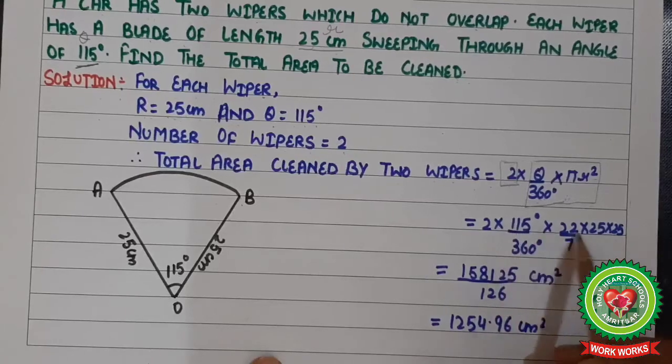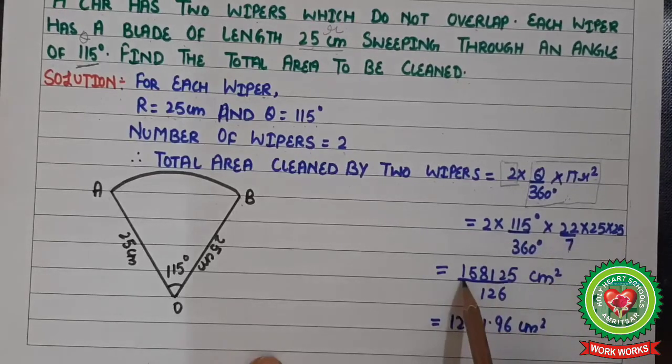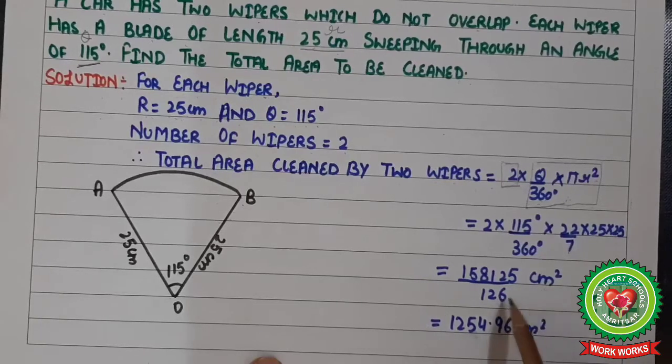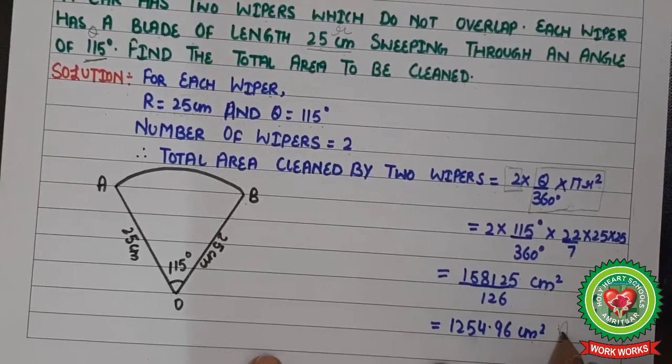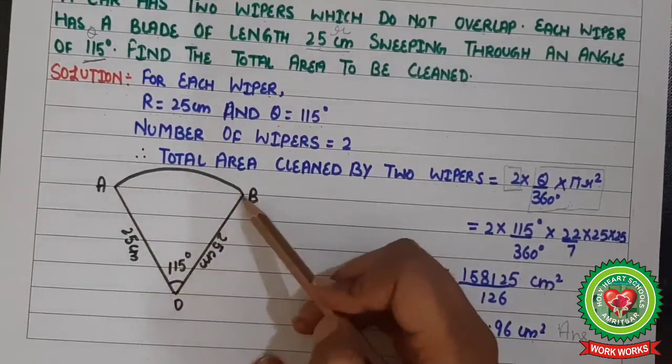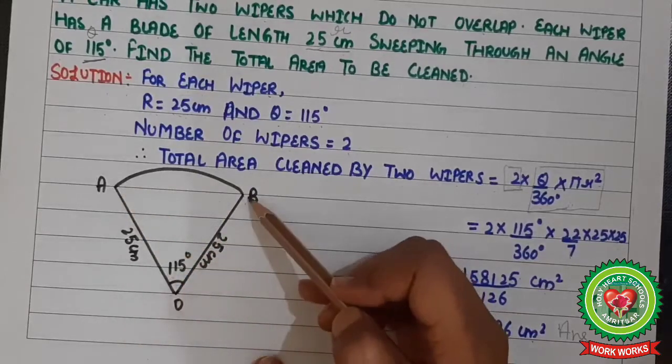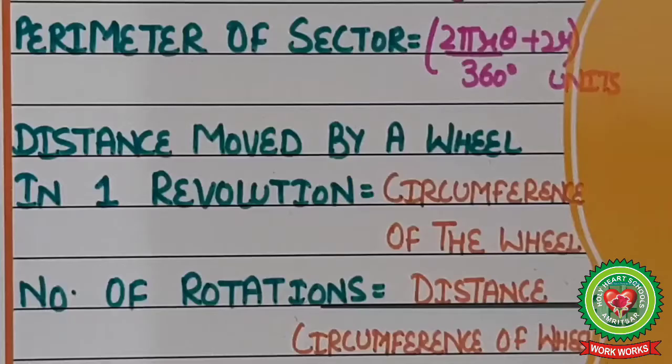After multiplying these numbers, I'll get this one, 158125 upon 126 centimeters square. So here divide by 126, I'll get 1254.96 centimeters square. So this is the answer. It means this is the area which is to be wiped or swept by the 2 wipers of a car.